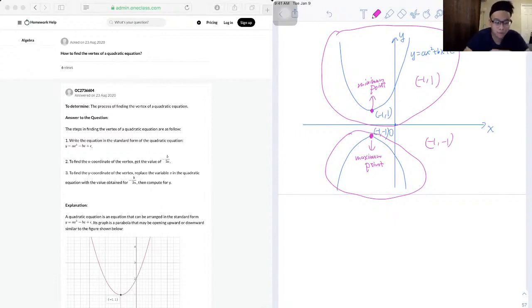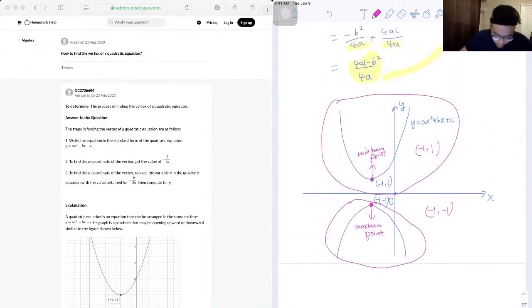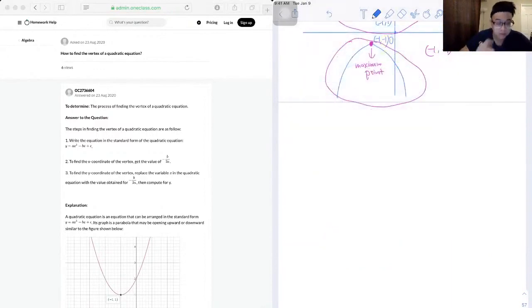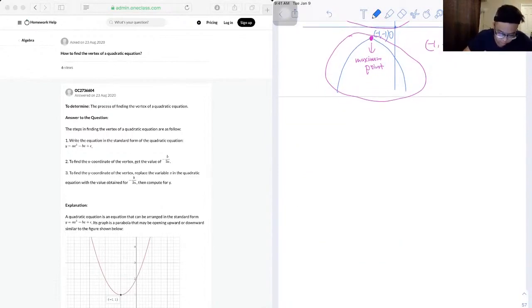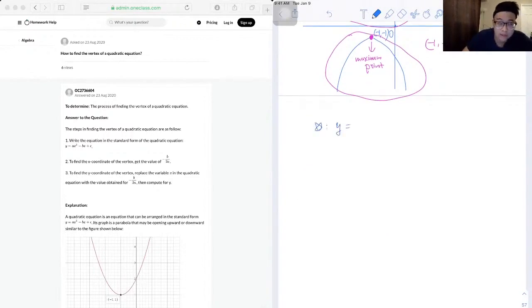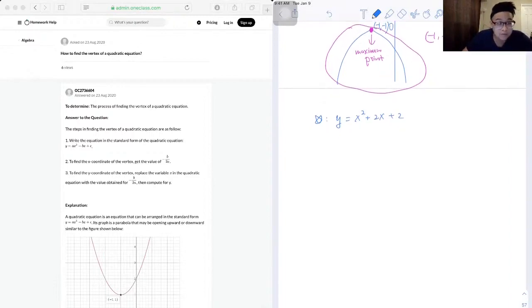So let's do an example of how to solve a question of calculating the vertex of a quadratic equation. We're given a quadratic equation as y is equal to x squared plus 2x plus 2. So for our first step, remember the given equation is already in the standard form of the quadratic equation, so we don't need to do anything about it. Let's just define what a, b, and c are.